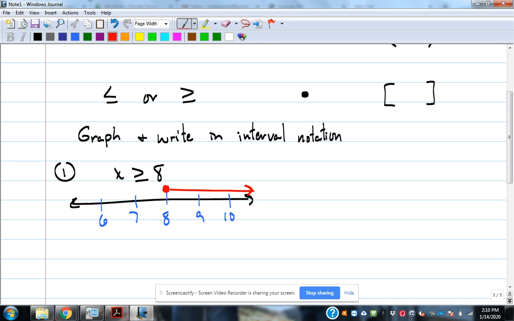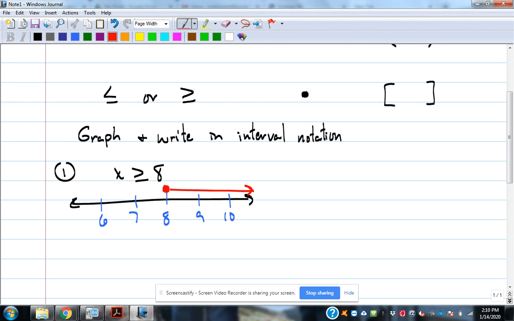One of the shortcuts some people try to use works fine as long as the variable's on the left side. If the variable's on the right side, it does not work this way. But if the variable is on the left side, look at the direction that's pointing. It's pointing that way, right? The arrowhead is the inequality symbol. But I like to just be able to read that with numbers.